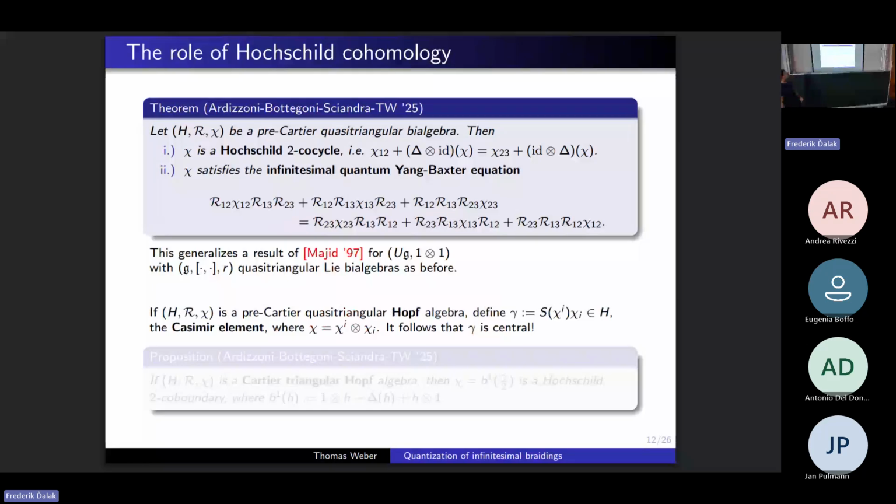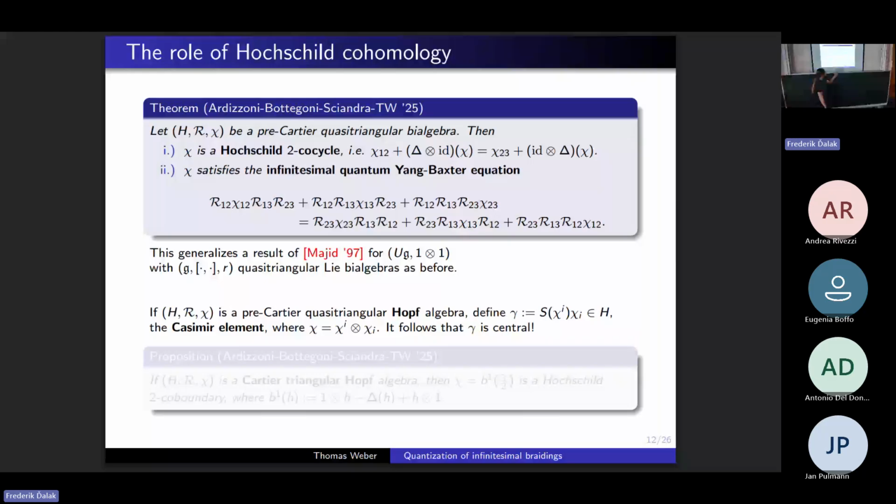So let's say you have a pre-Cartier quasi-triangular Hopf algebra. If you also have an antipode, then you can take the chi here, the two tensor legs, apply the antipode to the first one, and multiply them so that you get an element of H. For some reason here we call it gamma. Maybe C for Casimir would have made more sense. But anyway, that is what we call the Casimir in this setup.